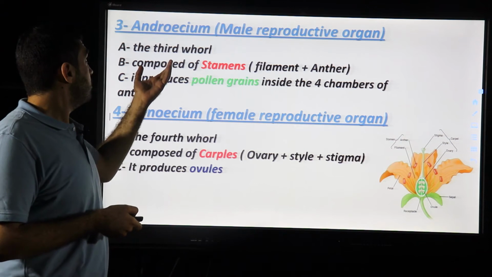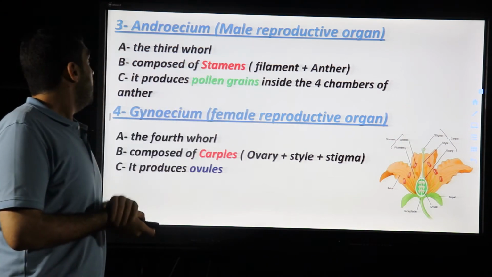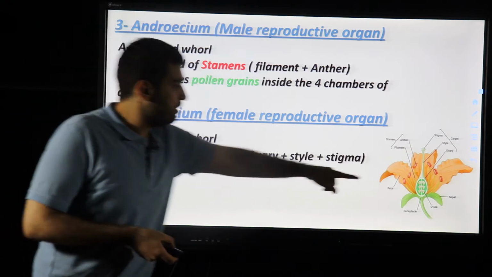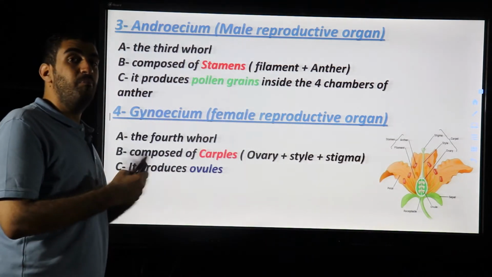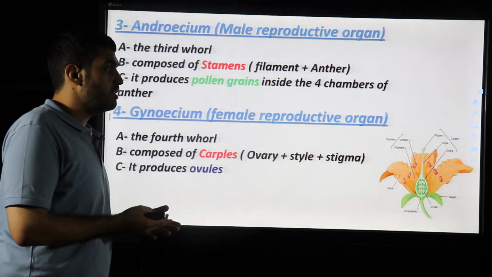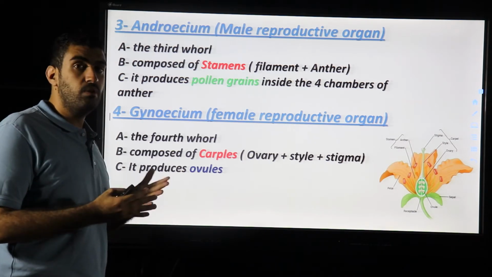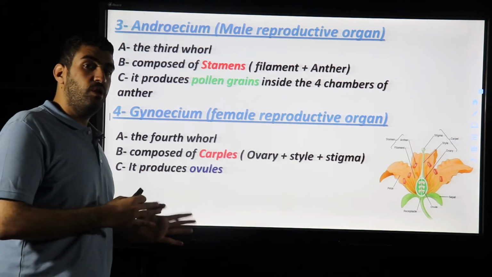The third part is called the androecium, the male reproductive organ. It's the third whorl, composed of stamens like this. These are called stamens, and they are many in flowers. They may reach 150. They may be 1 or 2, 3 or 4. The number of stamens differs from one flower to another.